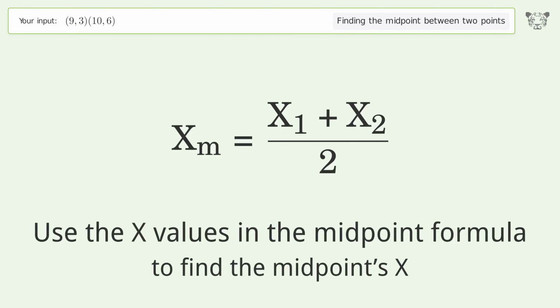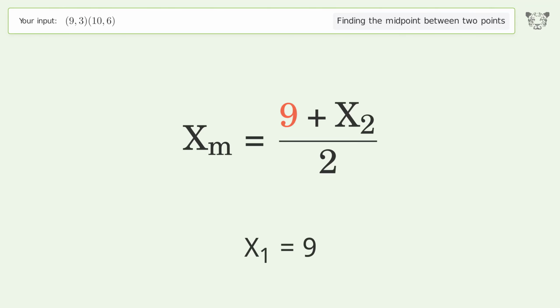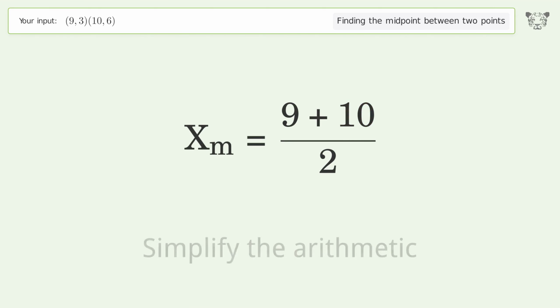Use the x values in the midpoint formula to find the midpoint's x. x1 equals 9. x2 equals 10. Simplify the arithmetic.